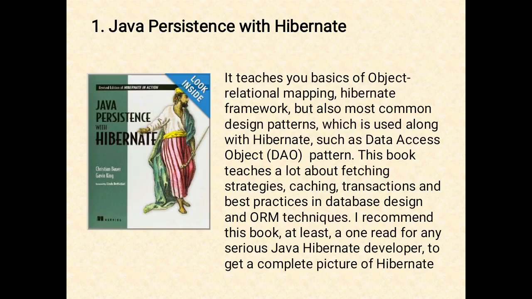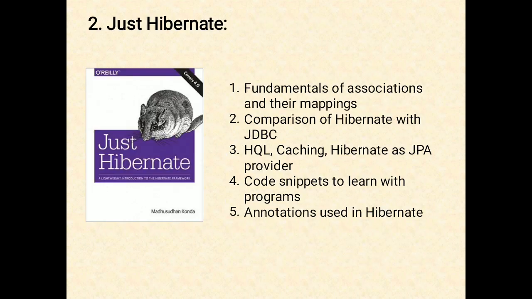The next book is Just Hibernate. If you're starting to learn Hibernate, then this is definitely the best book for you. This is a small book to get you started with Hibernate, so it will not bore you with a lot of information that you don't need when starting with Hibernate. Some of the topics this book covers: the fundamentals of associations and their mappings, comparison of Hibernate with JDBC, HQL, caching, Hibernate as a JPA provider, code snippets to learn with, and annotations used in Hibernate.